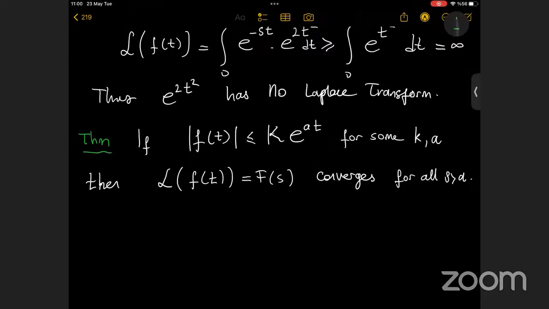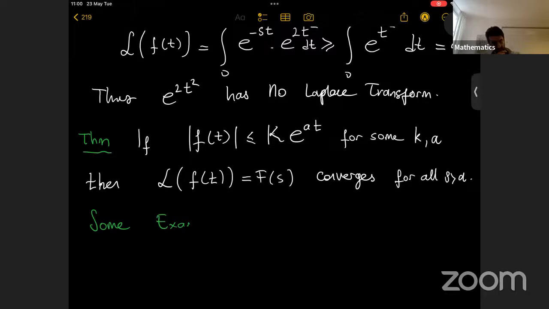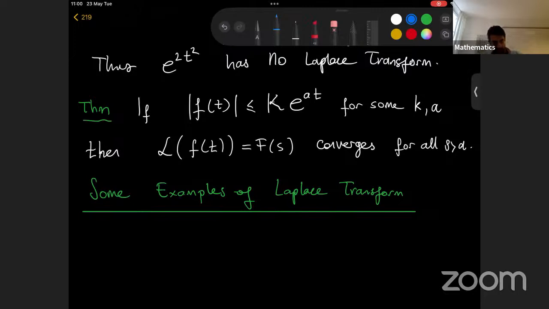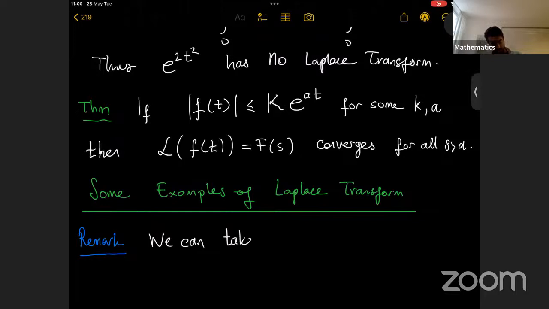Some examples, let's say, of the Laplace transform. Maybe before the examples, let's give this remark. Here, we can take s as a complex number, okay? So the variable will be a complex number for the transform.